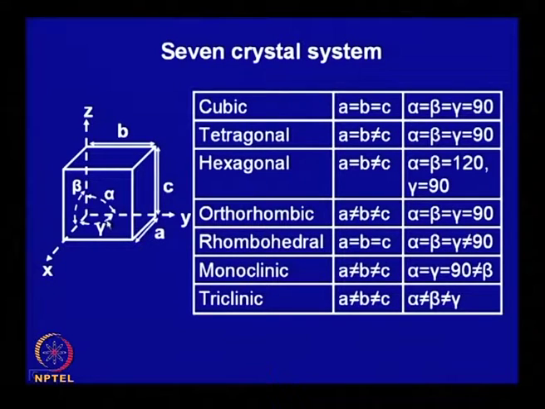Now, depending on the magnitudes or the relationship between these linear dimensions a, b, c and these angles alpha, beta, gamma, you can have different shapes for this unit cell, which are listed here. Based on this, we can classify all crystals into 7 classes, which are listed here.